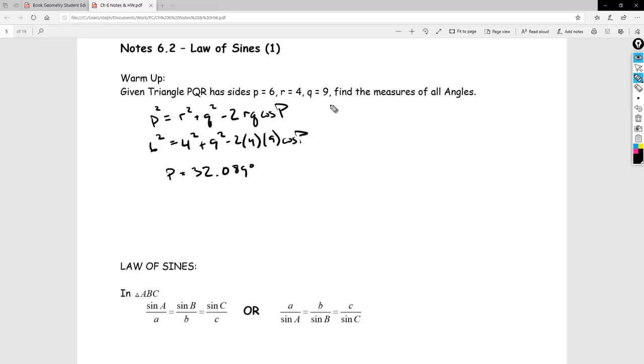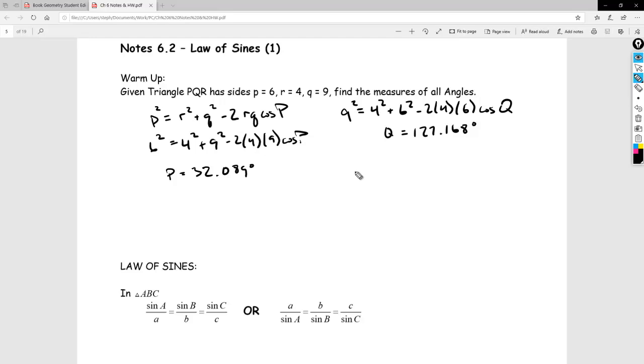Okay, exactly the same thing. We're just going to switch the numbers around. So this time let's solve for q. So 9 squared is equal to 4 squared plus 6 squared minus 2 times 4 times 6 cosine of q. Solving, I get that q is 127.168.